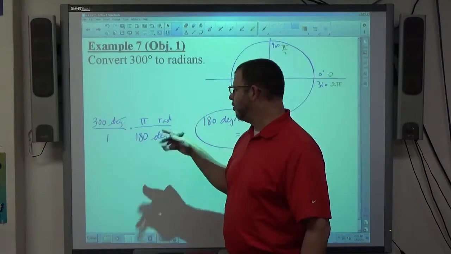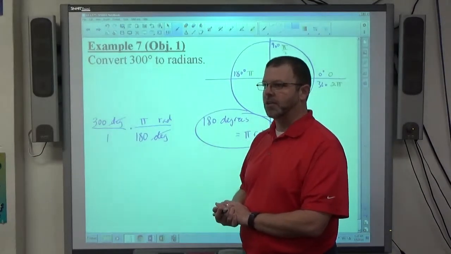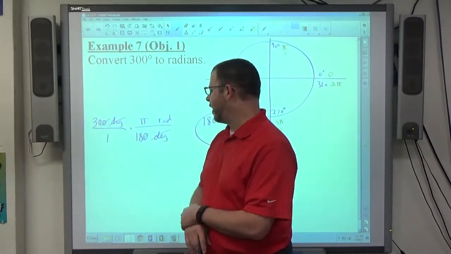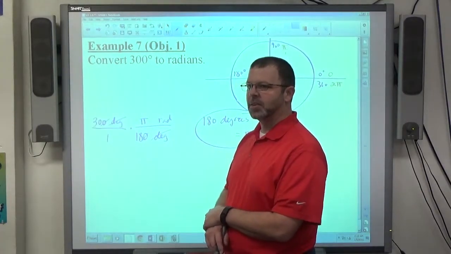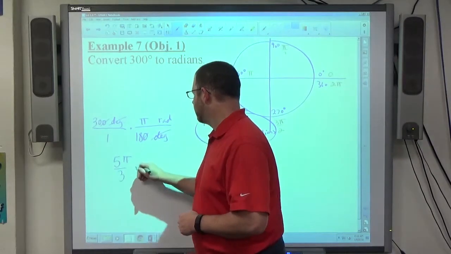And then what I want to do, usually if I'm going to radians, I want to leave it in pi form. And I just want to reduce the fraction as much as possible. So if I take 300 and 180, reduce the zeros out, that's 30 over 18. Both numbers divide by 6. So I'm going to get 5 pi over 3 radians.